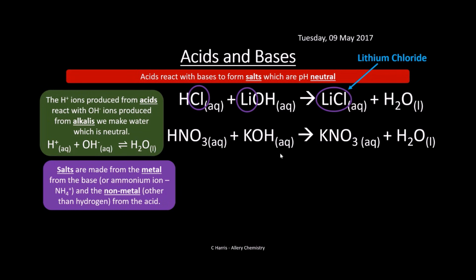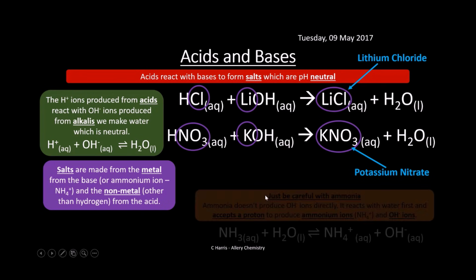Let's have a look at this example. Nitric acid, HNO3, and potassium hydroxide produces potassium nitrate and water. Again, there's the non-metal in the acid, this bit here, and the metal in the base, and this forms potassium nitrate, so another salt. These are both salts, and then obviously we produce water as well.